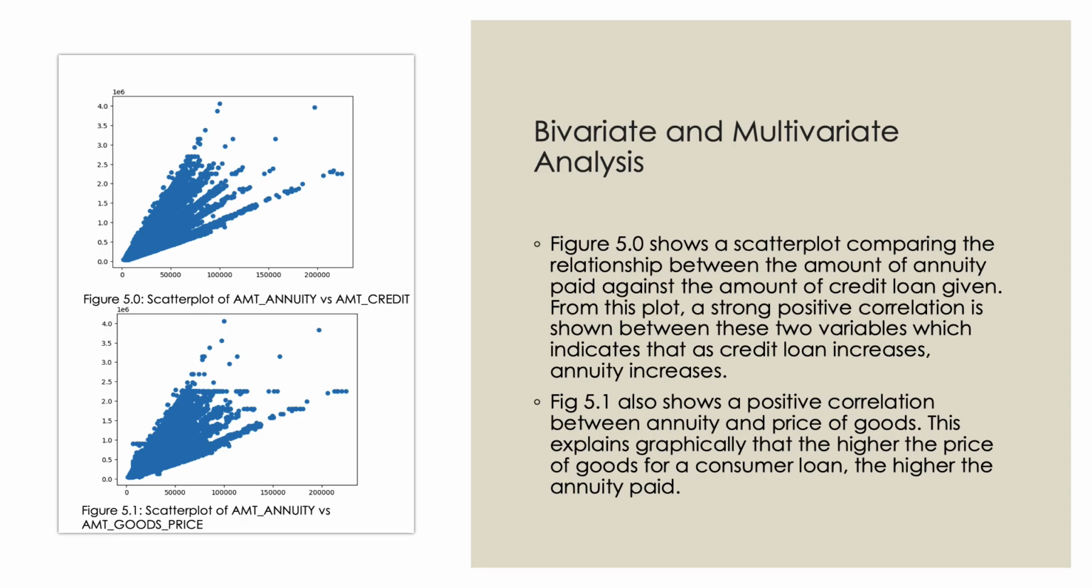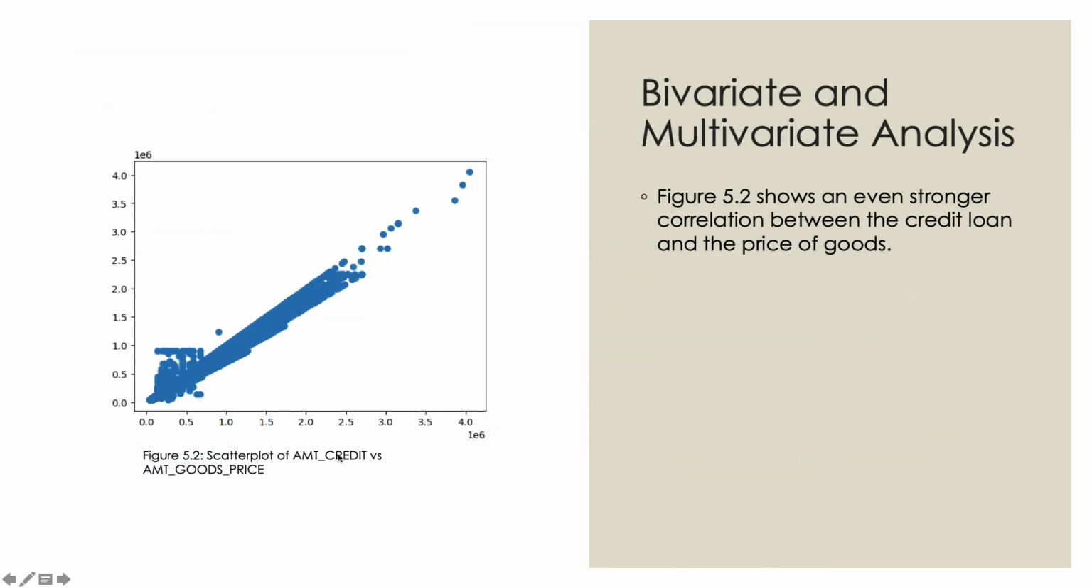And then yeah, I went further to check the correlation between the annuity and the credit loans that we granted, and you can see the strong correlation. As the credit loan increases, the annuity also increases. The amount you pay monthly will increase, and also the same thing with goods price. Annuity and goods price, the same thing. And then credit loans and the goods price, which I said before, are almost the same thing, the same variable, and it's a very strong correlation.